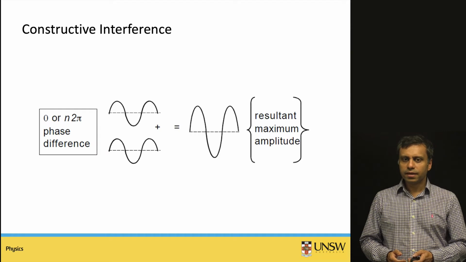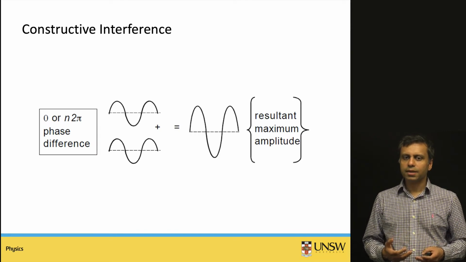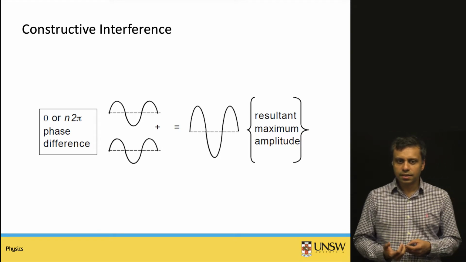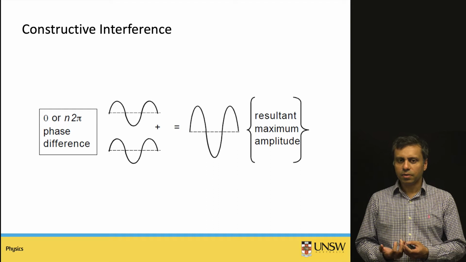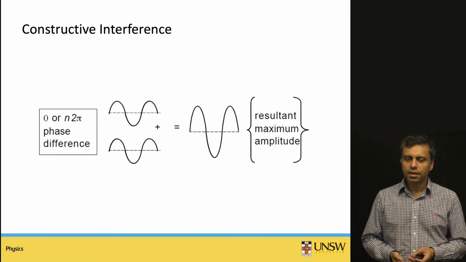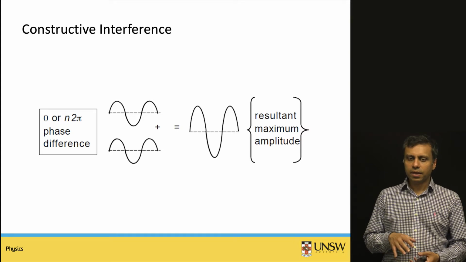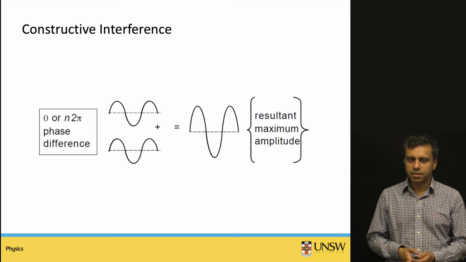This figure again revisits constructive interference. So the two waves coming in are in phase. That is, they have a phase difference of n times 2 pi. n could be 0 or 1, 2, 3 or any other positive integer. And the resultant wave is much larger, has maximum amplitude basically.